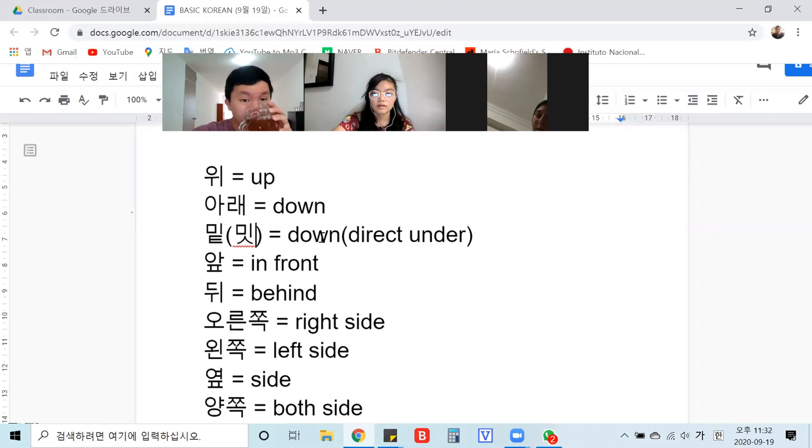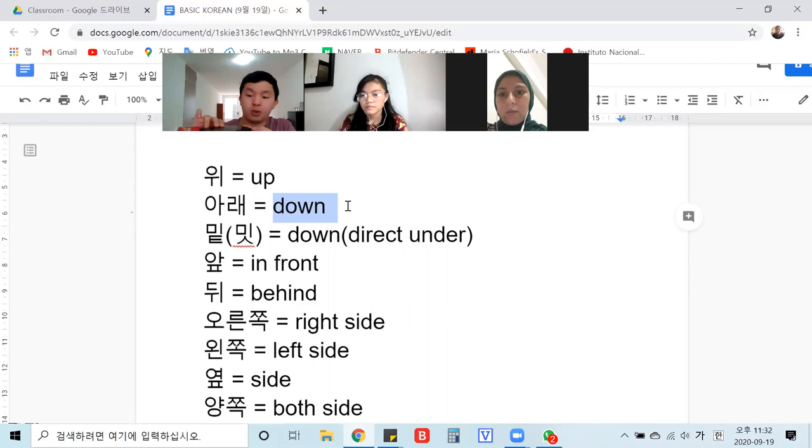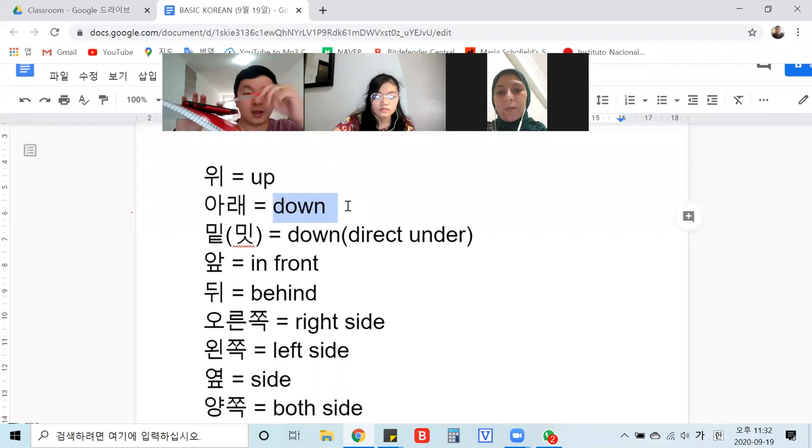I wrote the meaning as down. What is the difference between are and mit? Are is just whatever is below, but mit is directly under. Here's my cell phone and my notebook, making a pile, and let me put the pen on top. From the pen, are can be the cell phone, notebook, table, photo, anything. If you talk about mit from the pen, it's only the cell phone. That's the difference.